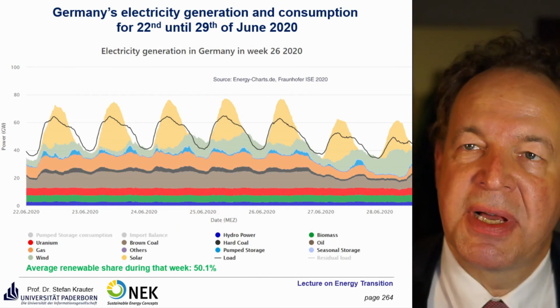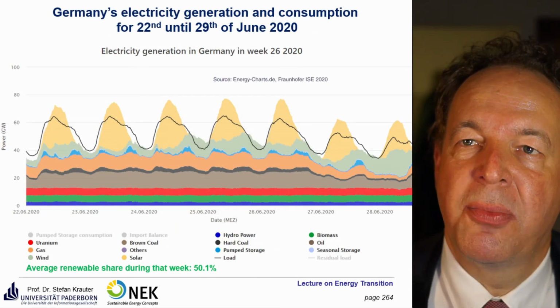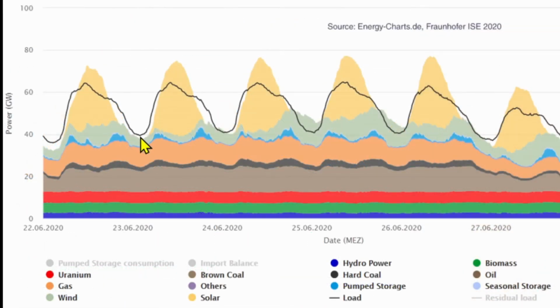And here you see some examples. This was from this year, from the 22nd to 29th of June. You see here the black line is the consumption, and you have an overproduction during the midday hours by photovoltaics. So we have a large share of photovoltaics. And this is the lignite power plants. The red is the nuclear power plants.